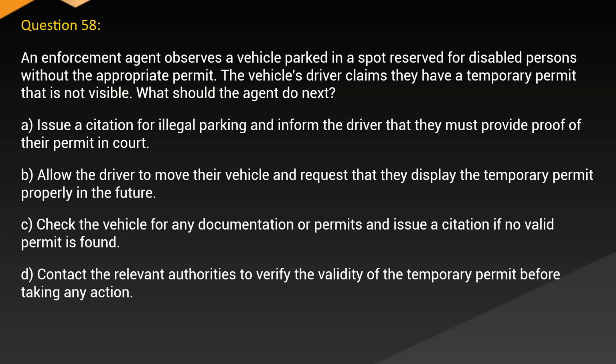A. They issue a citation for illegal parking and inform the driver that they must provide proof of their permit in court. B. Allow the driver to move their vehicle and request that they display the temporary permit properly in the future. C. Check the vehicle for any documentation or permits and issue a citation if no valid permit is found. D. Contact the relevant authorities to verify the validity of the temporary permit before taking any action.